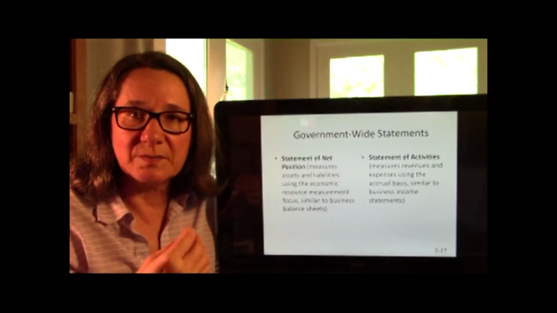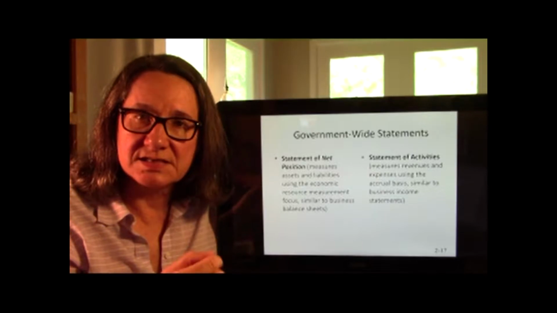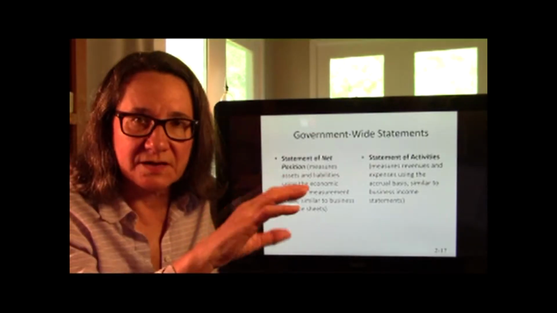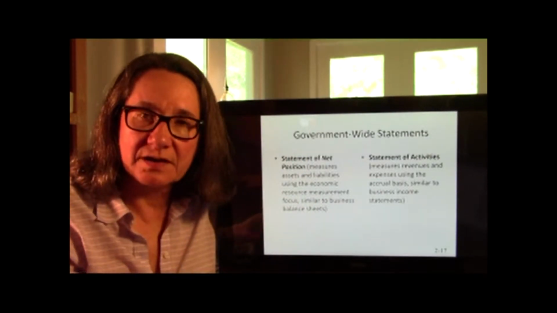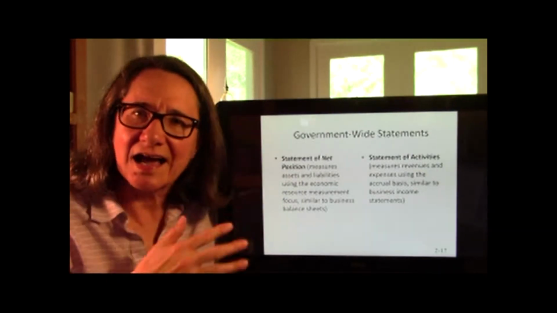So you can imagine if you had, well, let's say a building, and the city issued some bonds to build the building. You take, okay, building, less depreciation, less the debt for that building, there's your net position, right? So you have the statement of net position, kind of like a balance sheet.